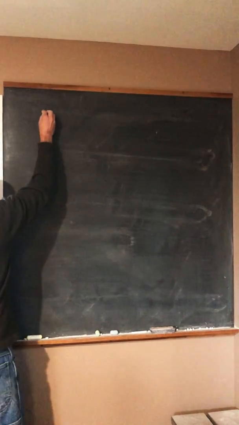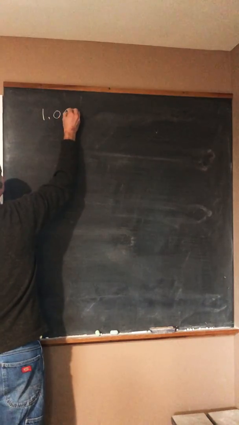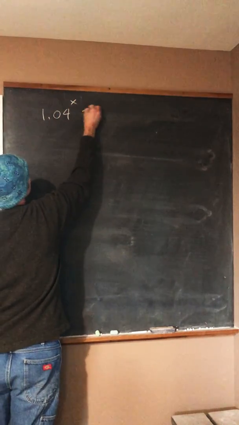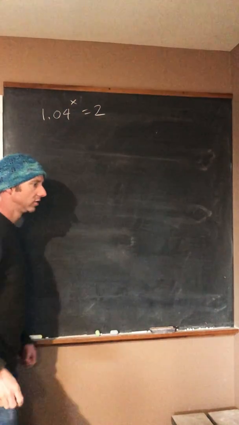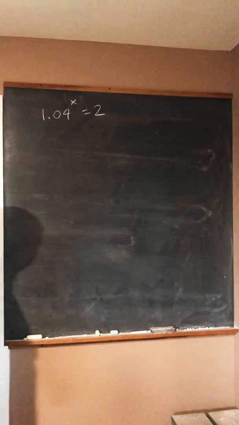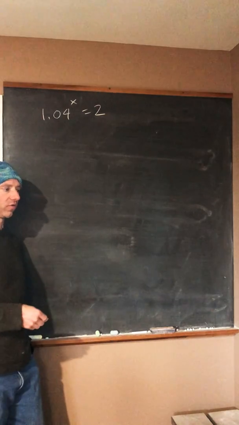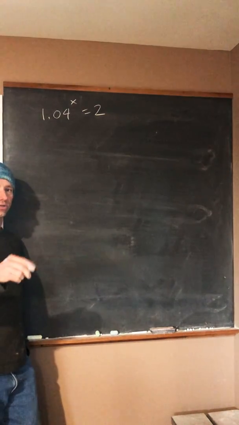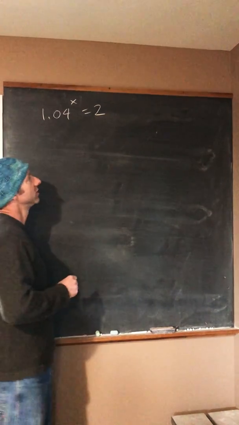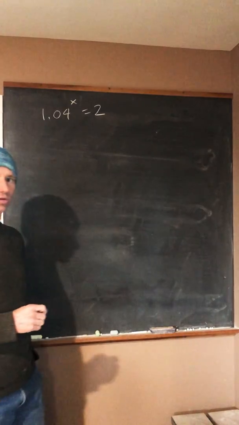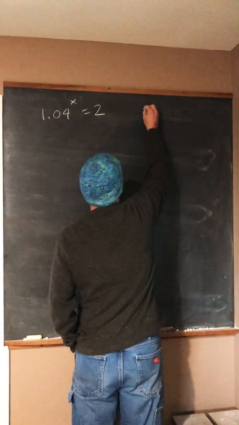So how about this one? 1.04 to the x equals 2. Now, our calculator does not have a base 1.04 on it, so we need a way to solve this problem. And so one of the techniques we use is going to be called the power rule.